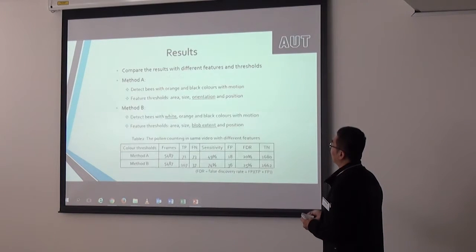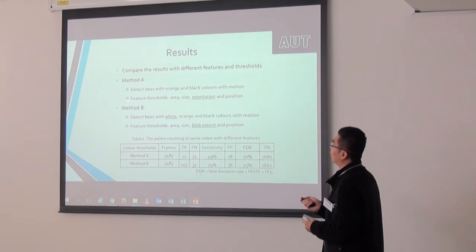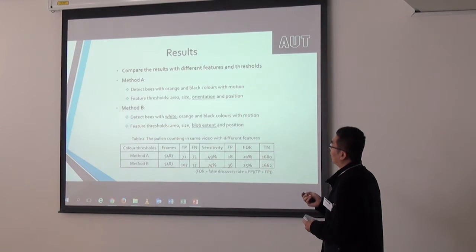Another result is a model with two methods. First one, because I use a white color background, I only use orange and black colors for bee detection, and use features of area, size, orientation, position. Okay, and then in model B, I add one more color, white, and I remove the orientation feature and add the blob extent to do more, and then I can compare these two.